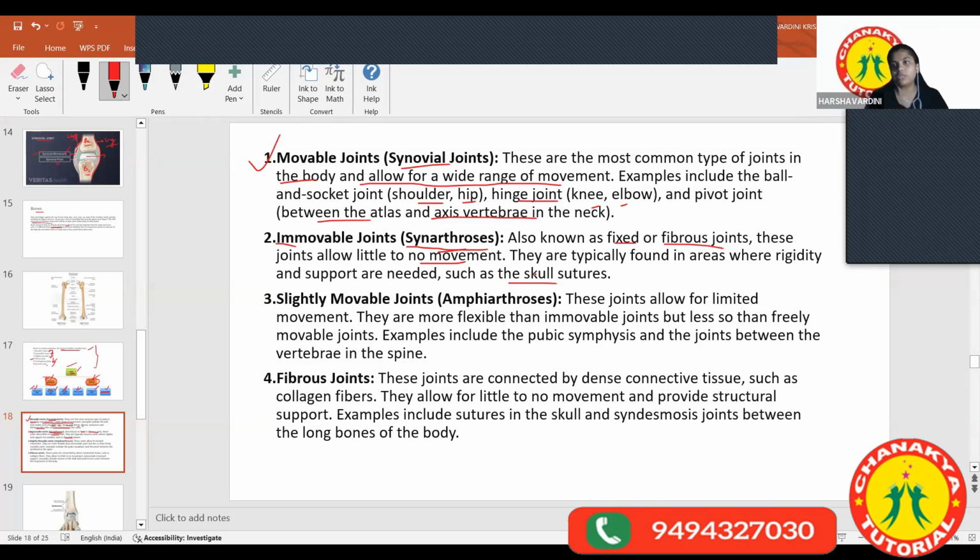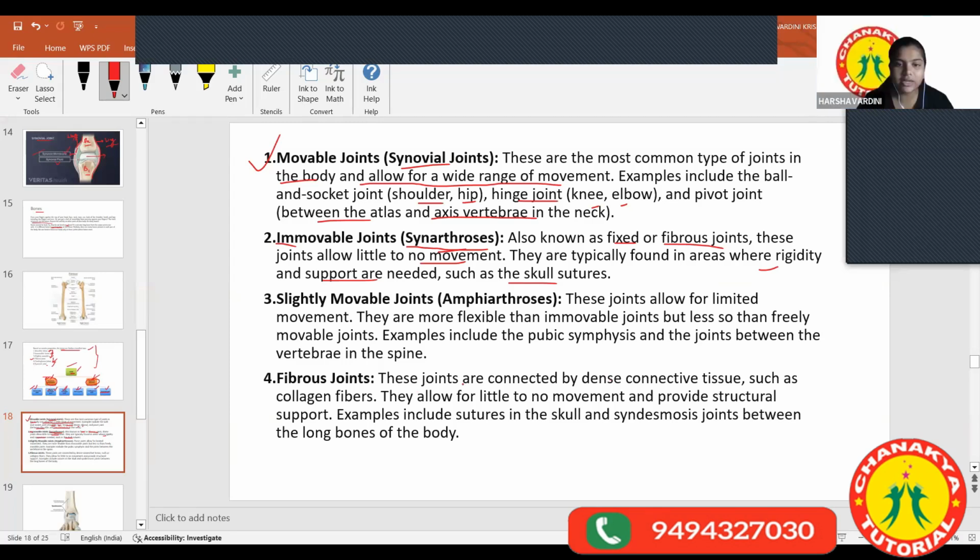Skull, you cannot move the skull. Why can't you move the skull? Because we need rigidity and support there. That is the main system of our body. If you were moving the skull and some injury happened, you should not get any injury there. It's a very important part of our body, so it is designed in such a way. It is very closed and kept intact between the skull bones. That is immovable, right?